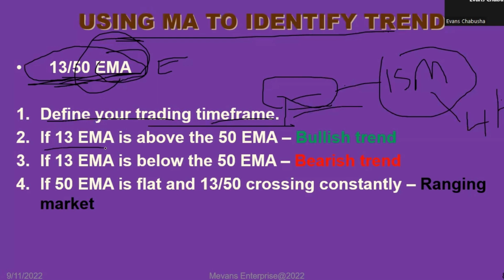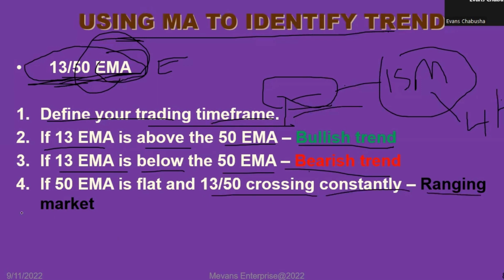If the 13 EMA is above the 50 EMA, then that is a bullish trend. So this is very simple and straightforward. Again, if the 13 EMA is below the 50 EMA, that is a bearish trend. If you don't know how to identify the higher highs, higher lows, all that, just follow this and you'll be fine.